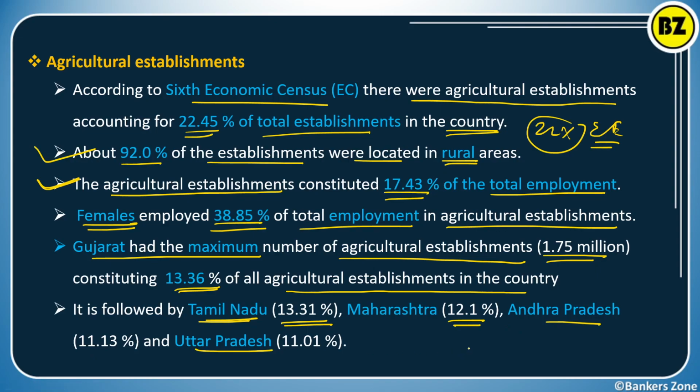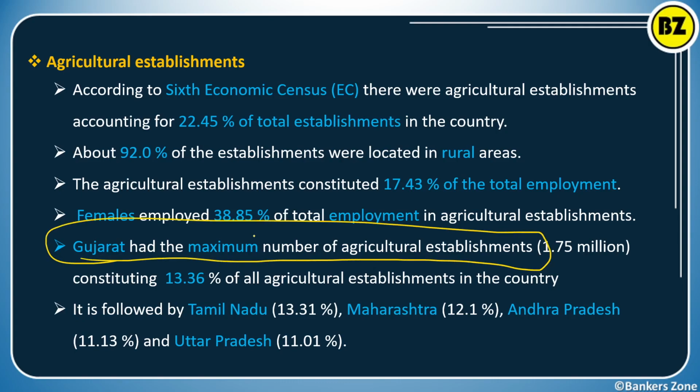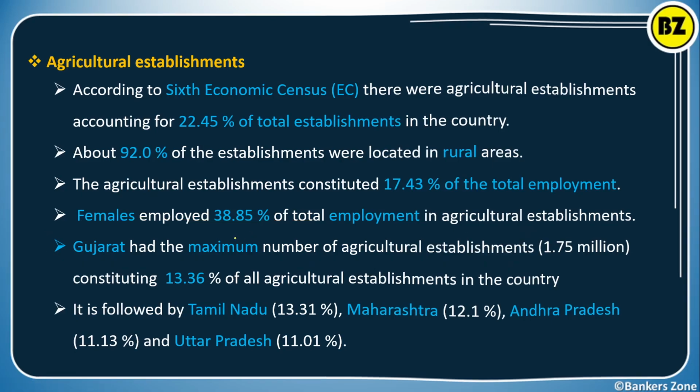Okay, so again I repeat, here you don't need to mug up the percentage, but if possible you have to remember the highest. So here you should remember this statement: Gujarat has the highest number of agriculture establishments. This is important, right? Such a statement you have to remember.